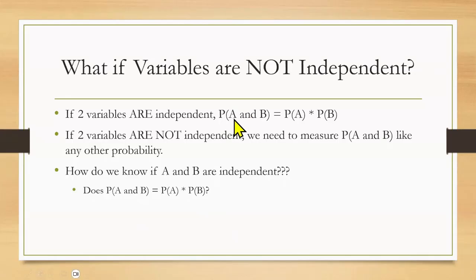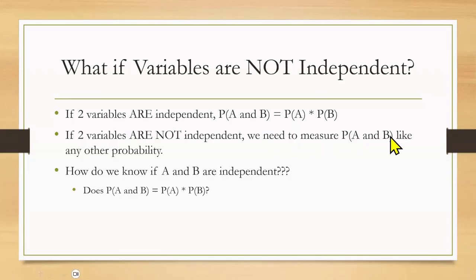Probability of A and B is going to equal the probability of A times the probability of B. Now, the reason we have to specify that the variables are independent here is that if the two variables are not independent, then the probability of A times the probability of B is not going to equal the probability of A and B.